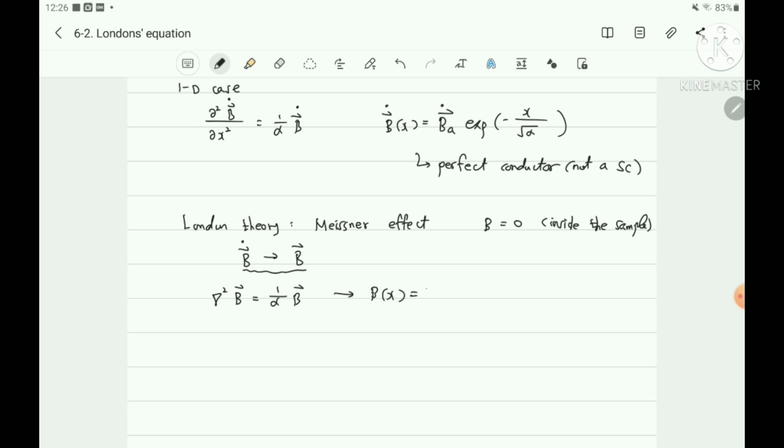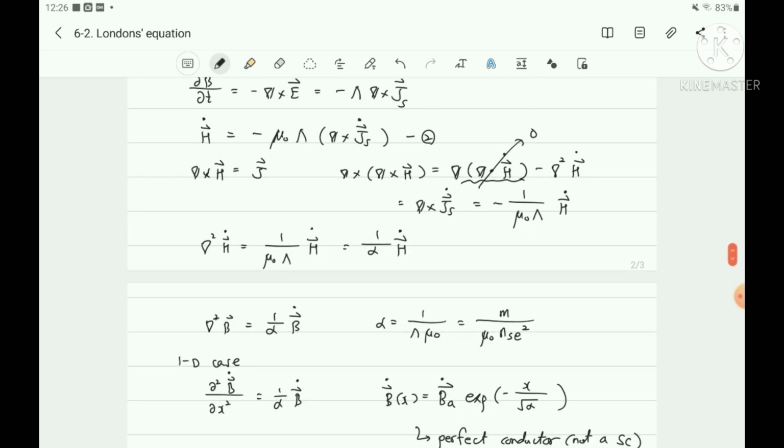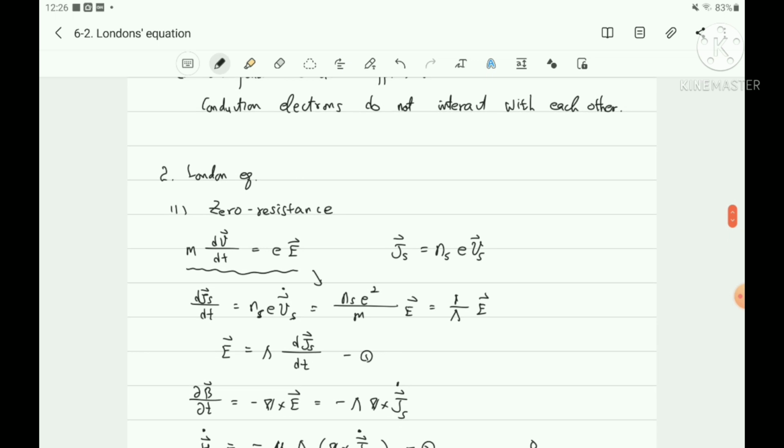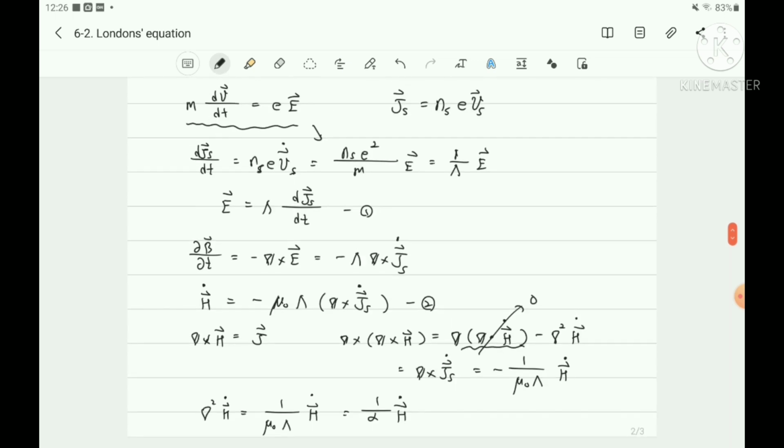The solution in one dimension is B(x) equals B_a exponential of minus square root alpha x. It is a very bold assumption. And a perfect conductor is a reasonable theory.